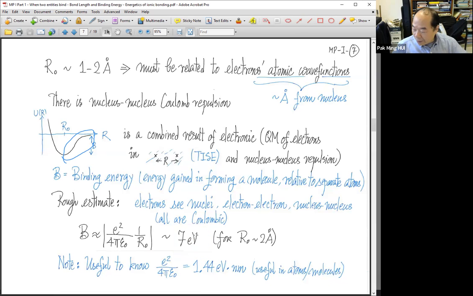Okay, so now another trick for those of you who are tired of plugging in numbers every time, this combination in atomic and molecular physics, a very handy number is 1.44 electron volt times nanometer. This is 10 to the minus 9 meter. Okay. If you don't like this, you are nuclear physics people, I think it's another 1.44, something like MeV, then you have a femtometer here.